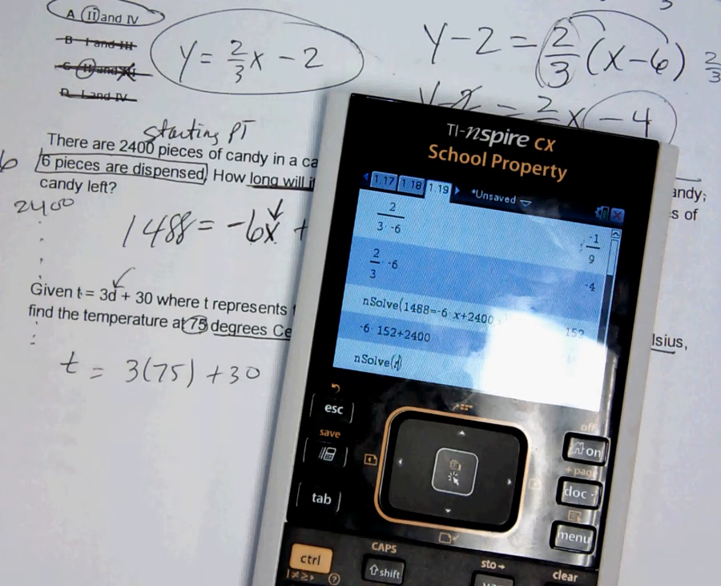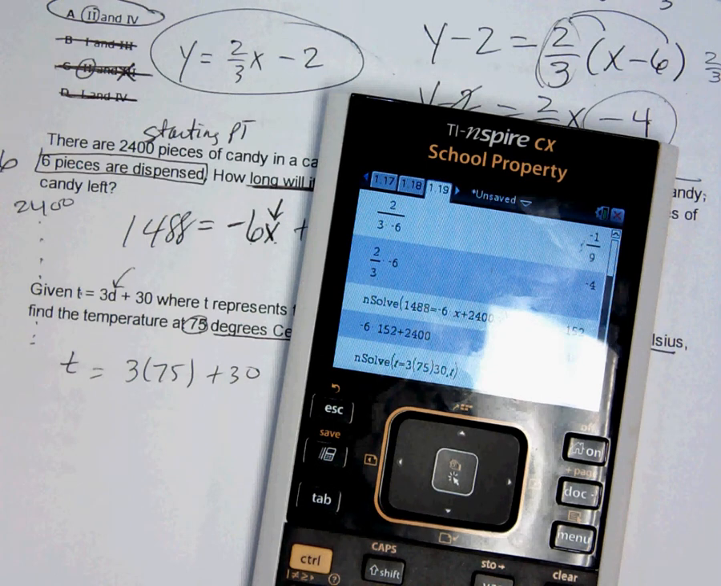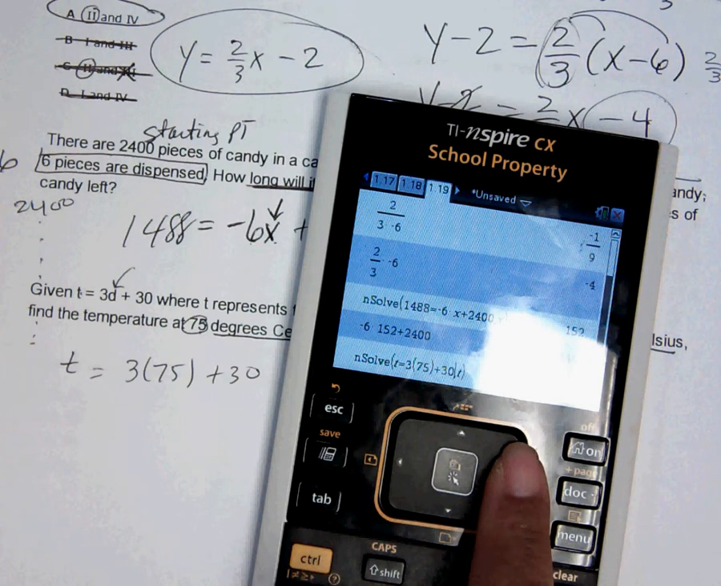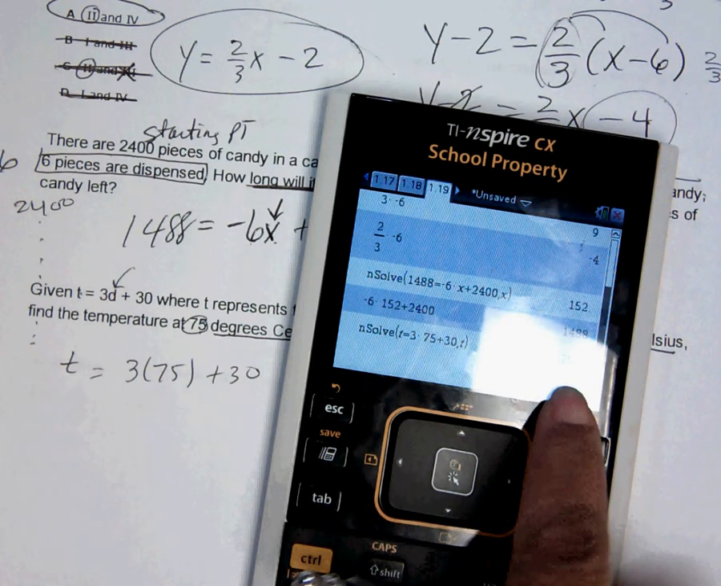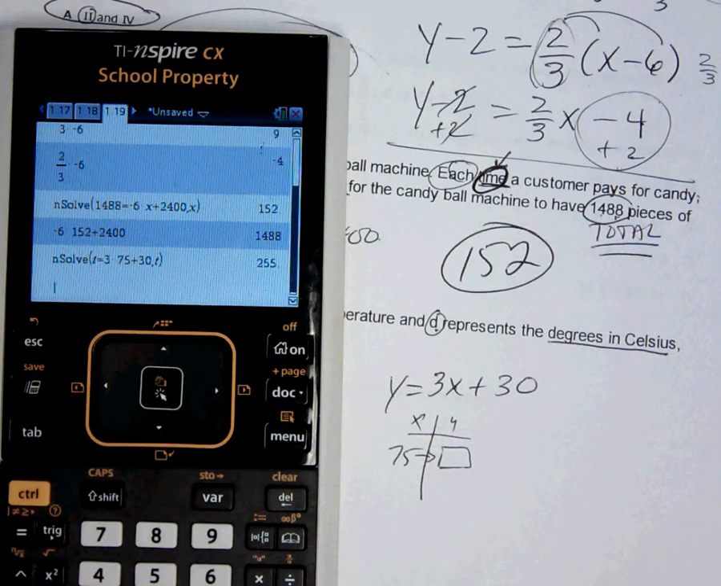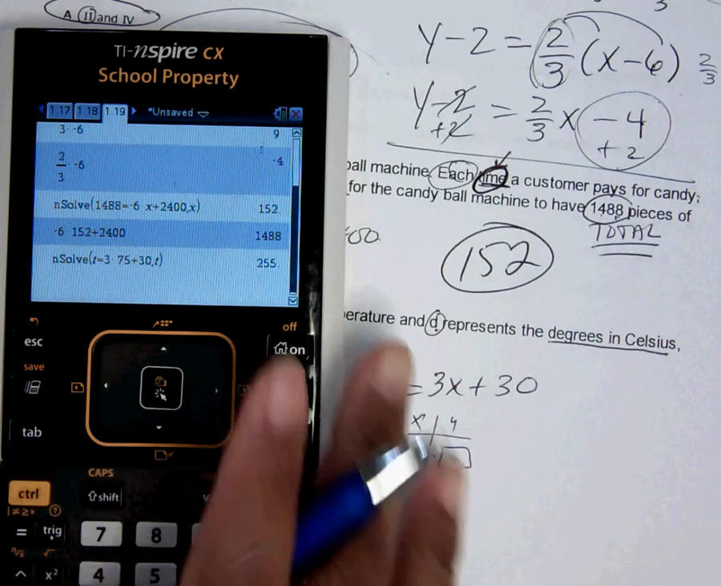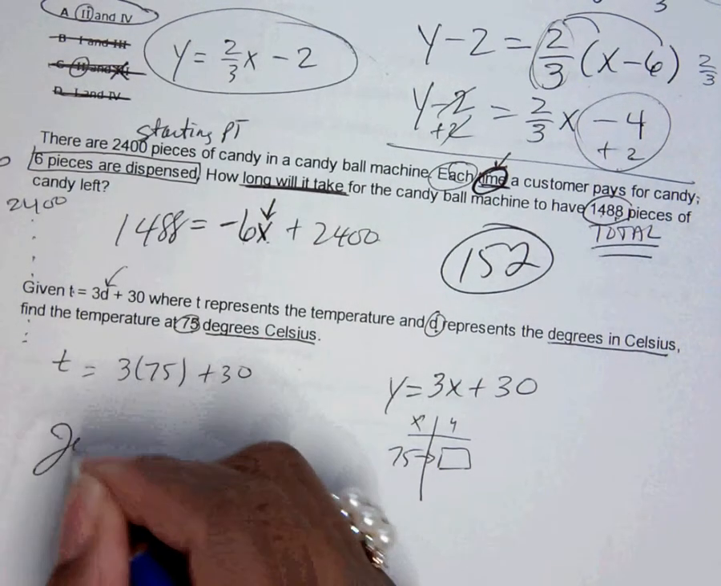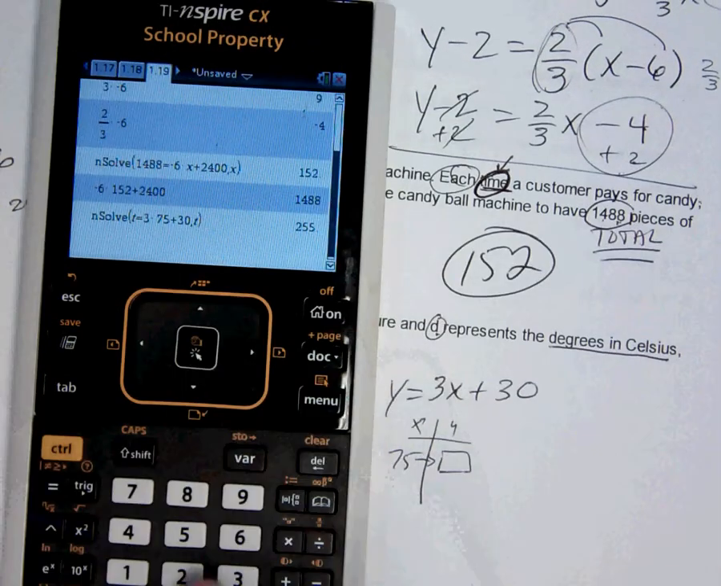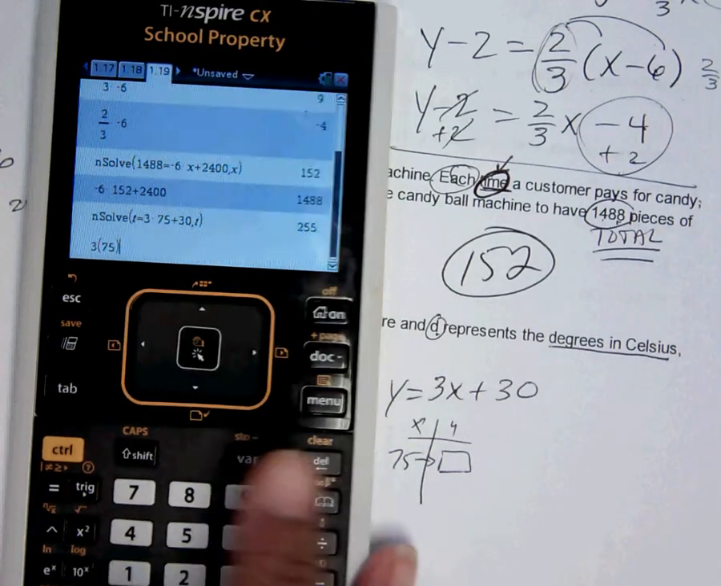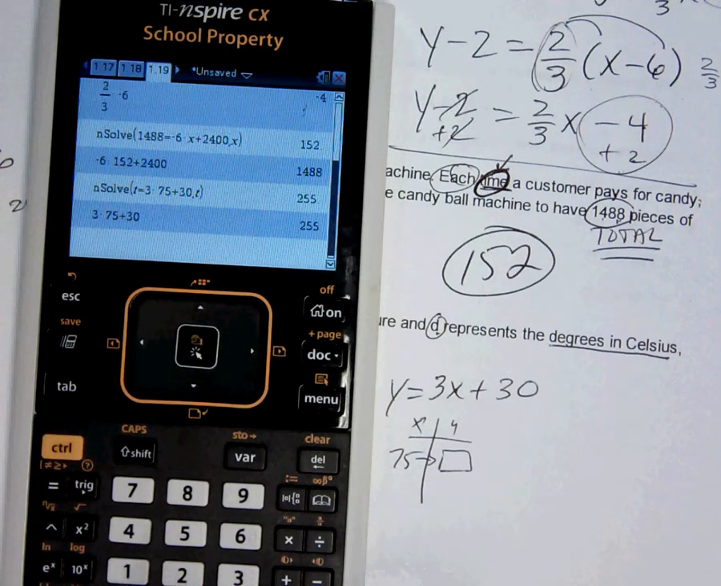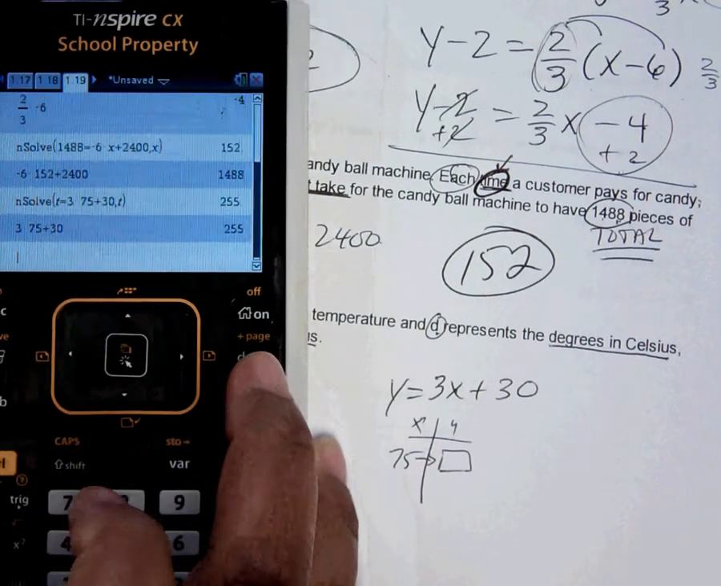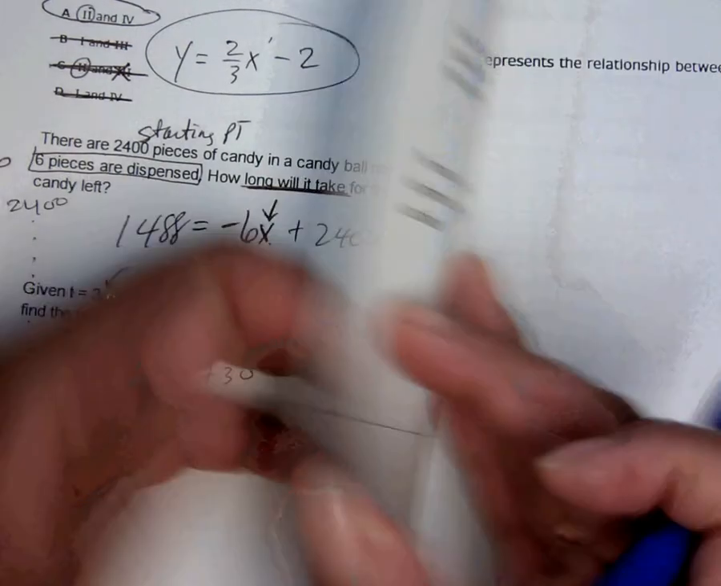We're going to use T because we have T equals 3D plus 30. You have to put the equal sign, the entire thing, but this time I put comma T. And I left out my plus sign. There we go. And enter. The answer is 255. Yay. Can we check that? 3 parentheses 75 plus 30 equals 255. All right. Next question.